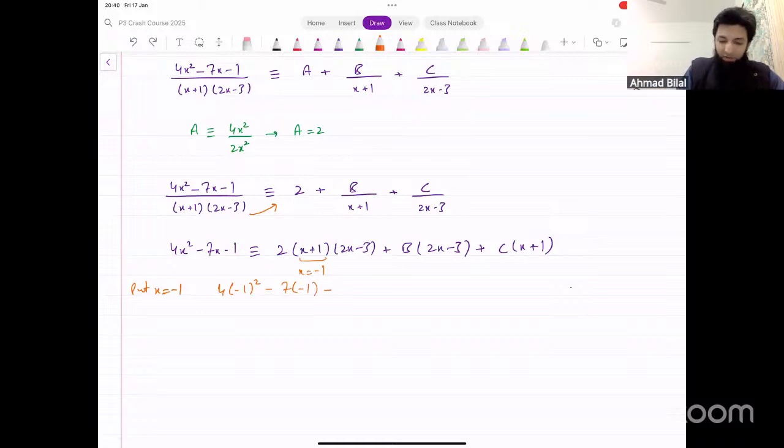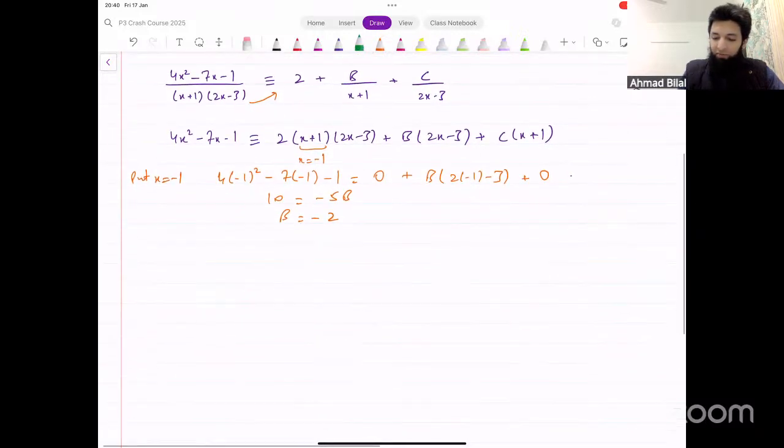Sorry, minus 1. That equals 0. This bracket becomes 0, right? Plus b into 2 into minus 1 minus 3 plus 0. On the left side, you have 4 plus 7 minus 1, which is 10. That equals minus 5 times b, and the value of b turns out to be negative 2.